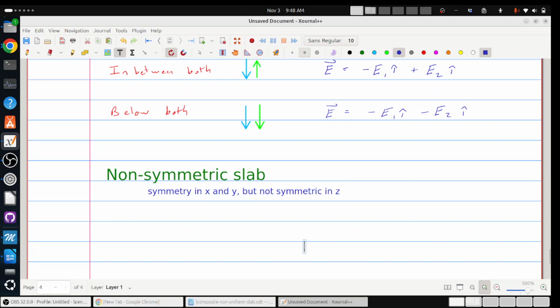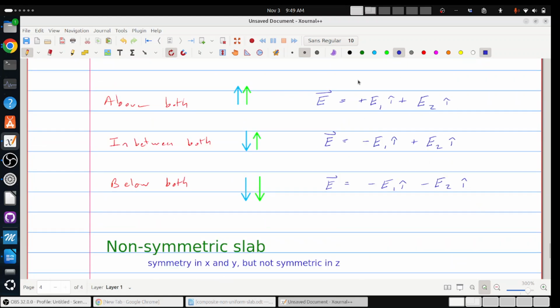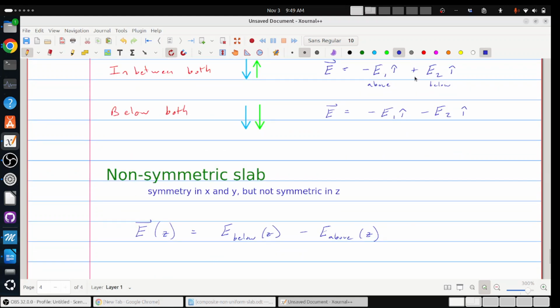It turns out that the way we can think about this is that the E field at any particular position in Z is going to be the E field from below Z minus the E field from above Z. Which is really kind of what we have here, because this is the stuff below and this is the stuff above. So it's the E field from the below minus the E field from the above.